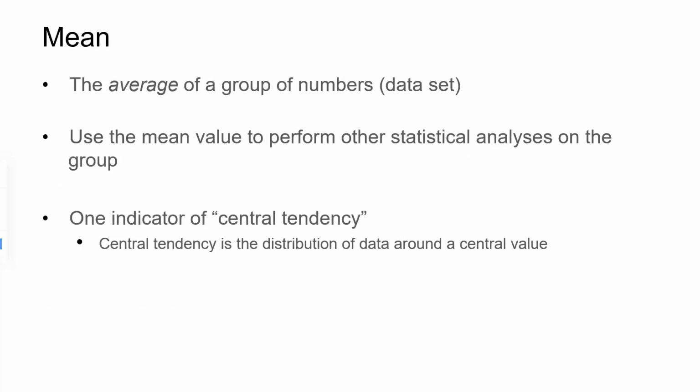So measures of central tendency. This gives us information about the data to see where the data is kind of at and what is the central point within the data. Mean. Mean is also known as the average. So this is the average of a group of numbers or an average of a data set. We use the mean value to perform other statistical analyses on the group. This is just one indicator of central tendency, and central tendency is the distribution of data around a central value.